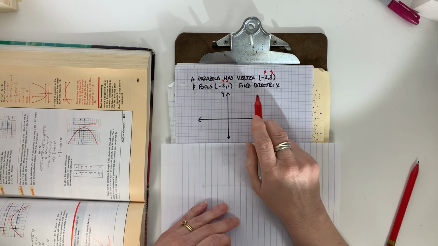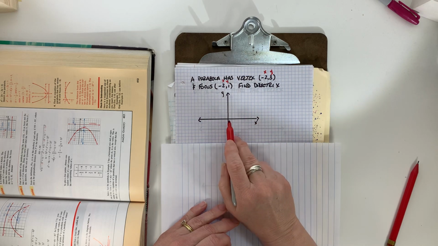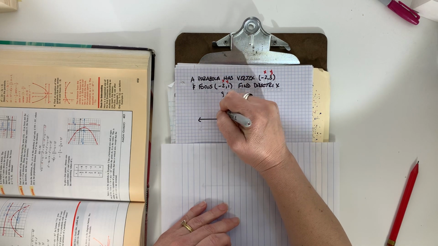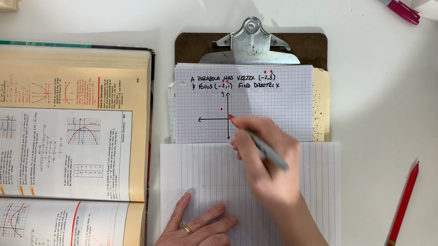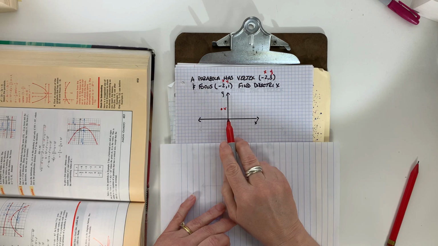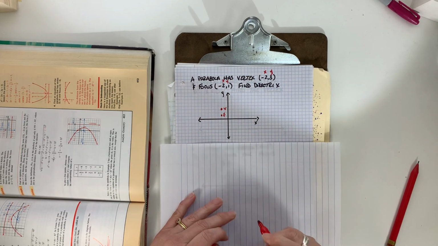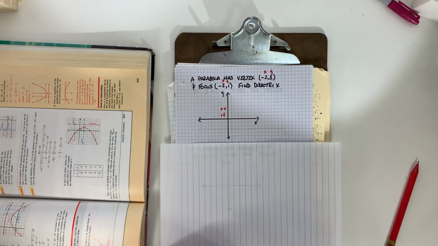So let's take a quick look. The parabola has a vertex of -2, 3. So that means x is -2, y is 3. So it's this point right here. That's your vertex, okay? And your focus is -2, 1. So our focus is right there. Okay, so now we have to decide where the directrix is going to go.